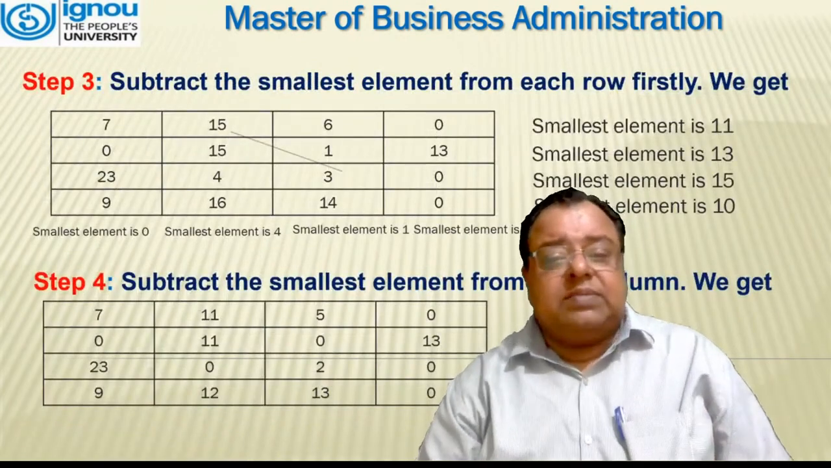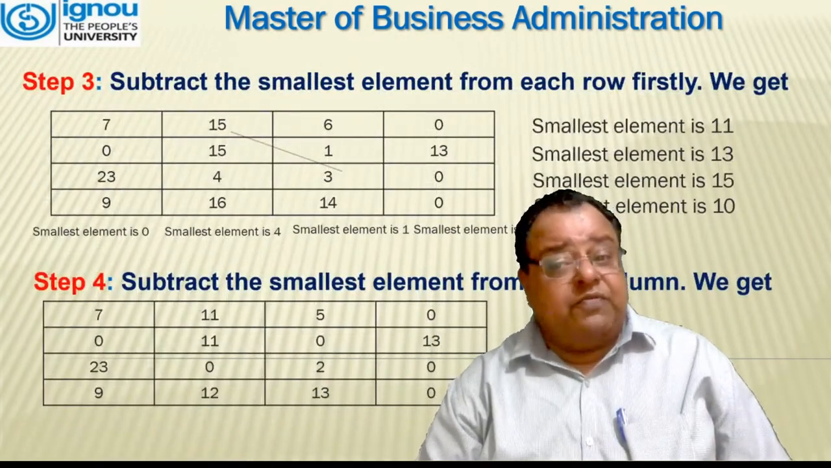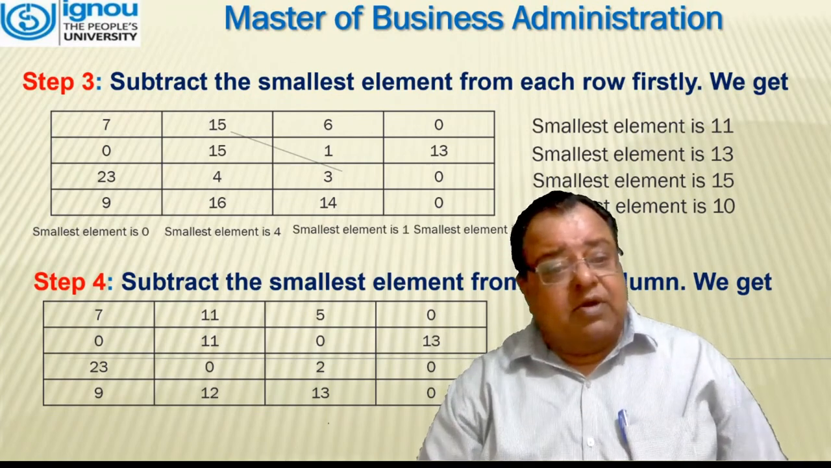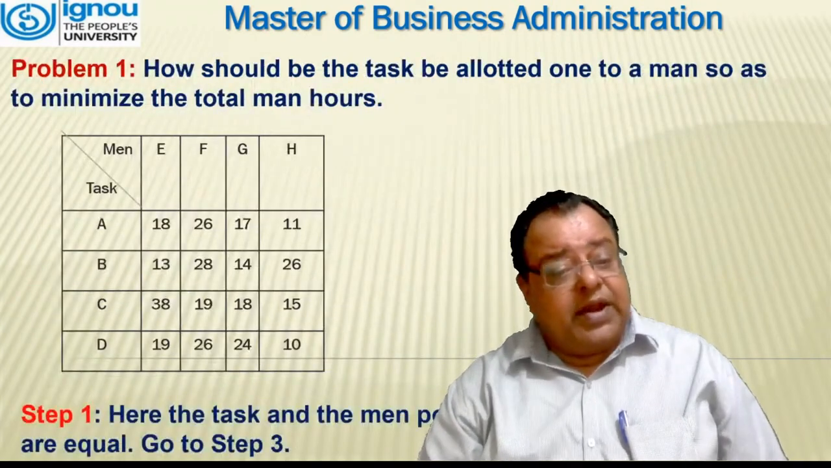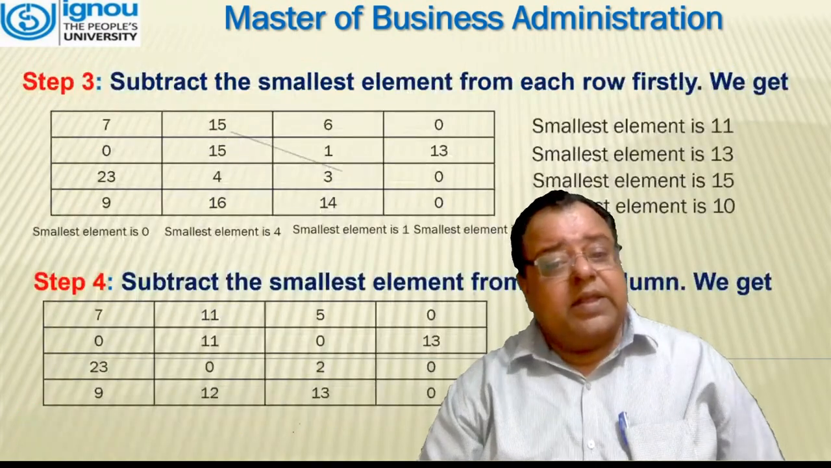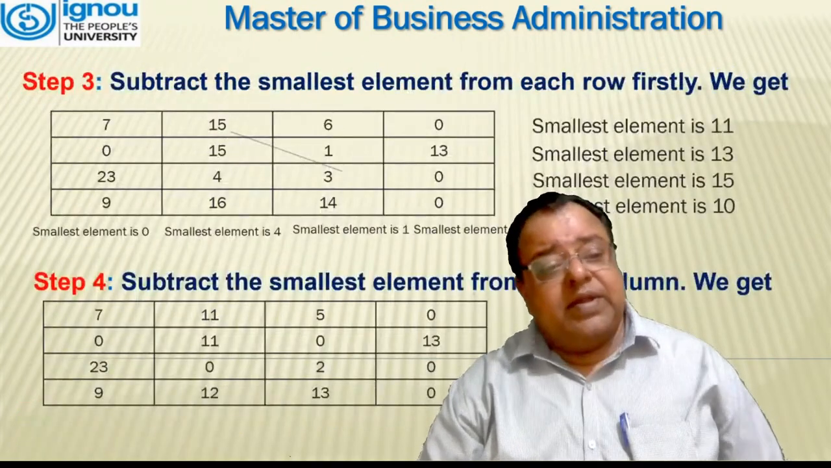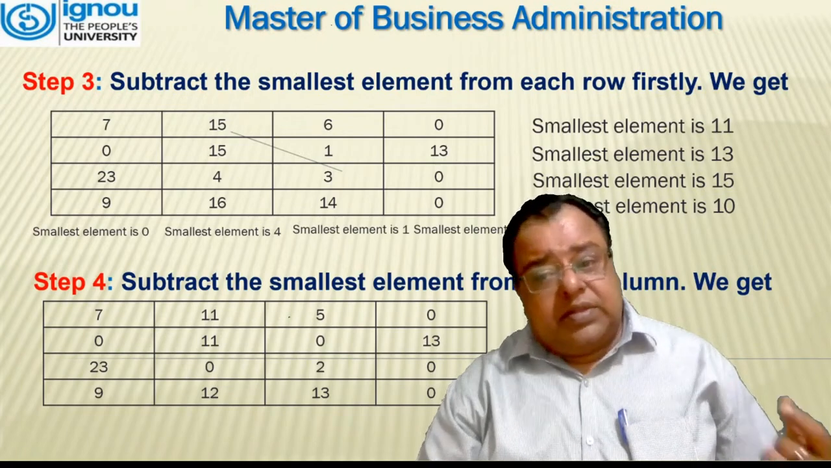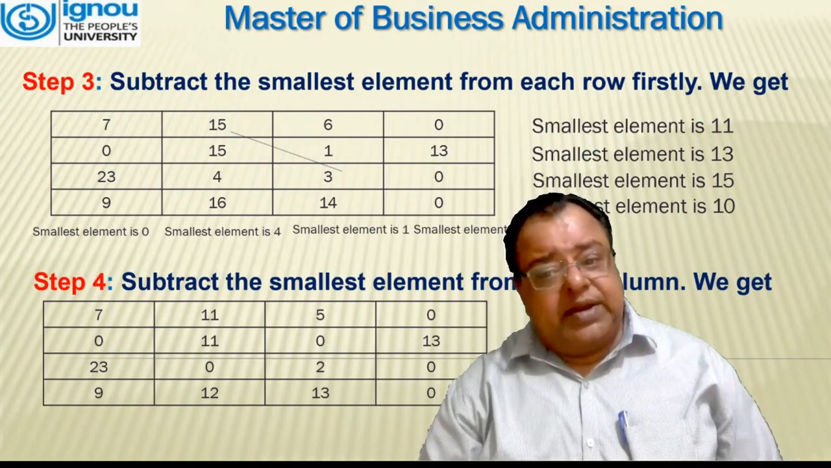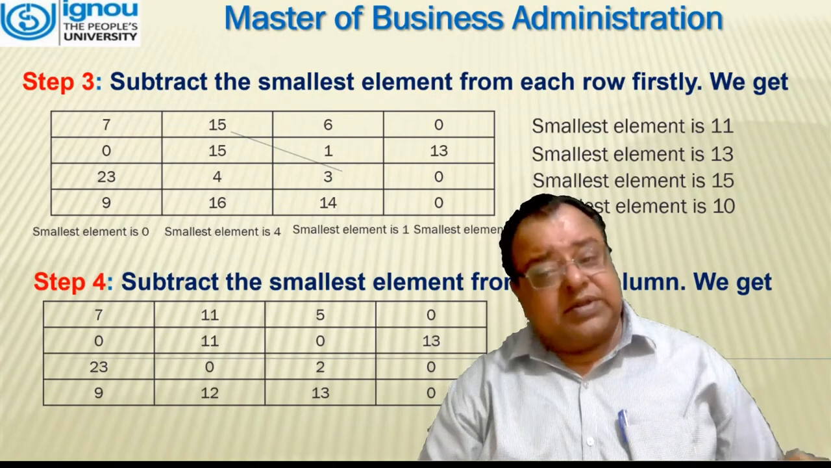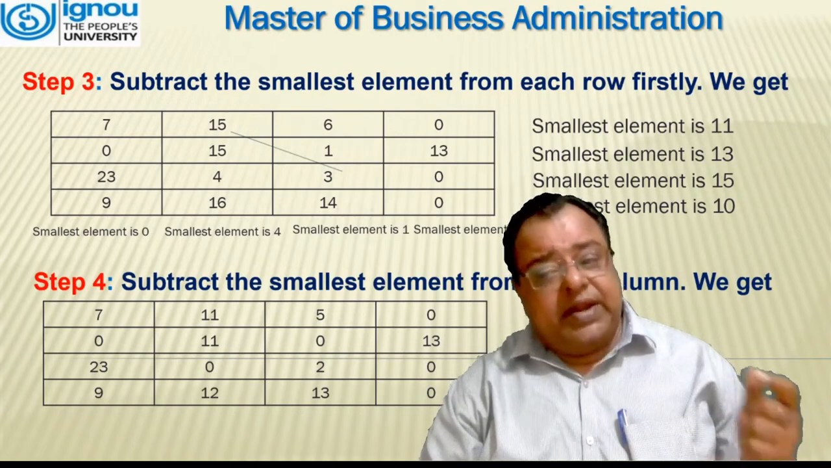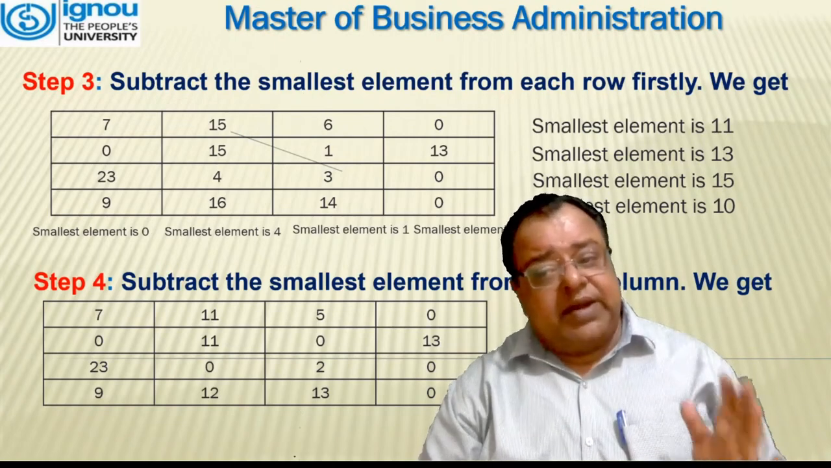Subtract the smallest element from each row firstly. The smallest element in this row is 11. We will be subtracting 11 from all. Secondly, in the second row the smallest element is 13, in the third row the smallest element is 15, and in the fourth row the smallest element is 10.